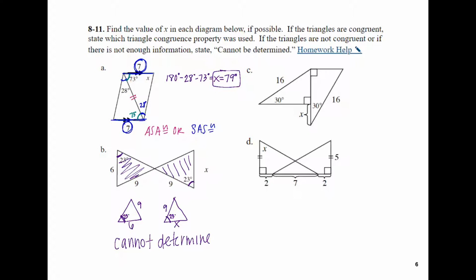Looking at example C, I have two triangles and 16 appears across from my right angle in both triangles. My 30 degree, if I redraw my triangles, appears to be adjacent to my 16. My 30 degree also appears to be adjacent to my 16.